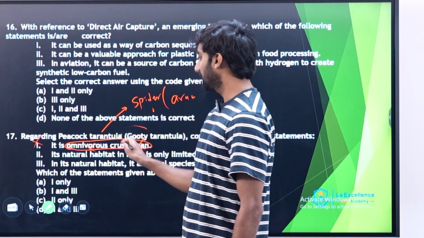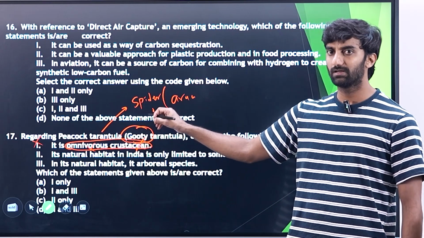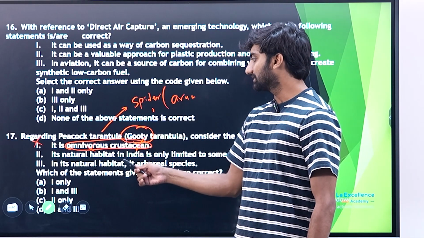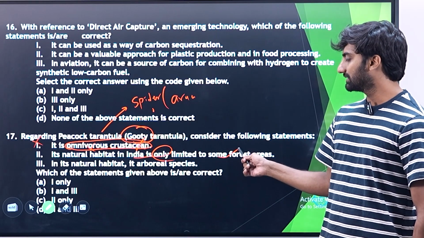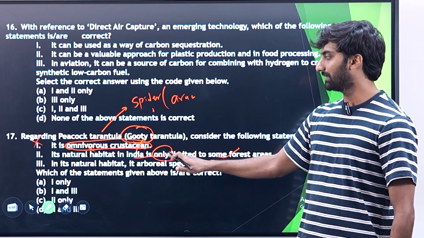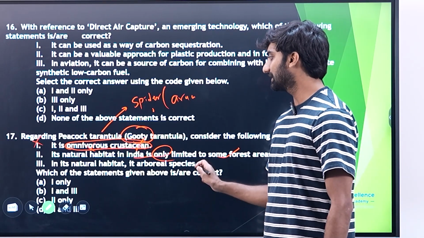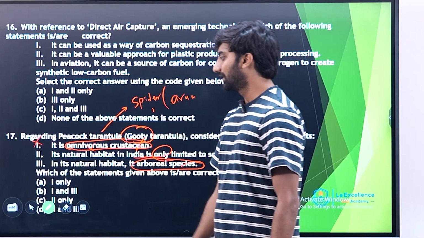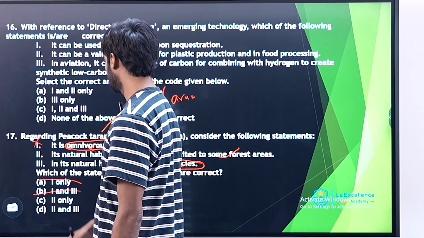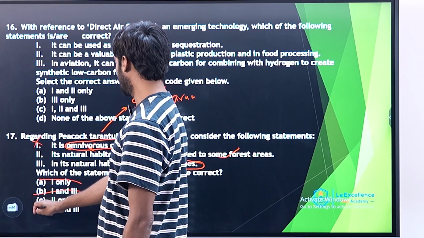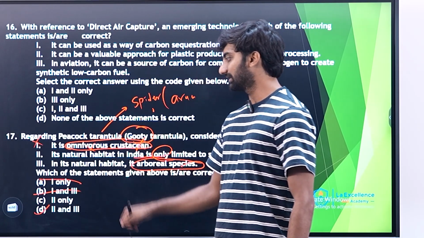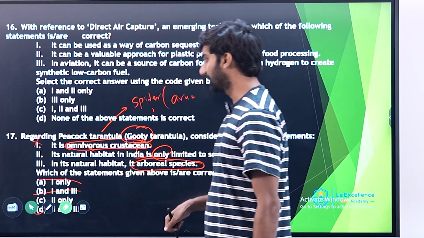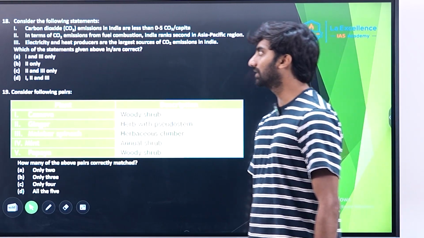This tarantula, Guti, is part of the Eastern Ghats of India, mostly specific regions of Tamil Nadu and Andhra Pradesh. Only in these regions do we find this spider. So its natural habitat in India is limited to some forest areas. True. Only in the Eastern Ghats, some part of India, it is found. In its natural habitat, it is an arboreal species. This is also true. If you take out 1, the answer is 2 and 3. Both statements 2 and 3 are correct. So 17D.